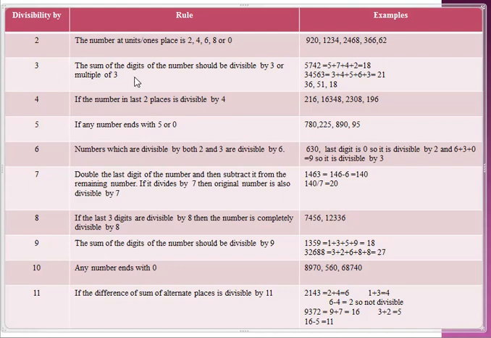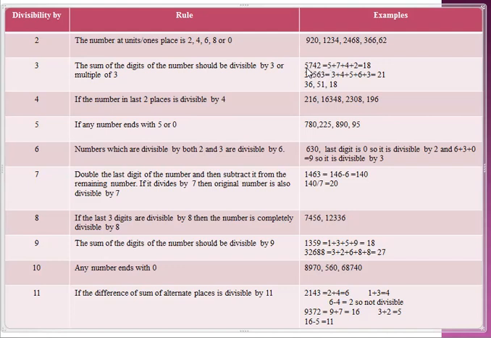Next, for smaller numbers, 3, 6, 9, 12, 18, 15, 21, if you know that these are divisible by 3, then you don't have to calculate much. But what if bigger numbers are given?